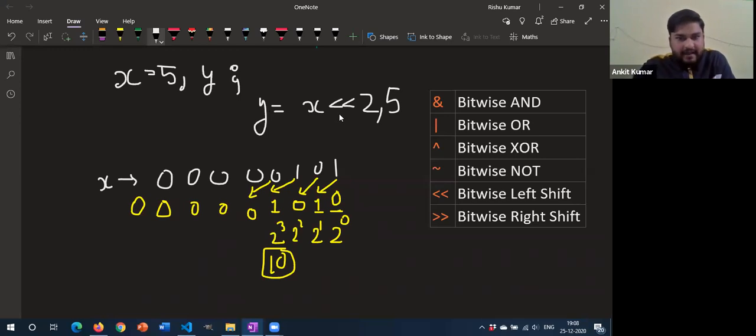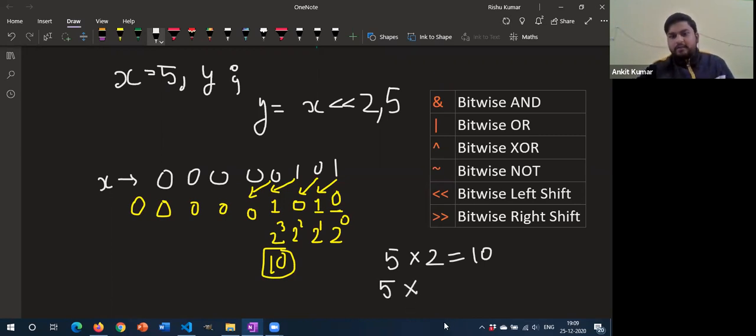When we shifted x by one place, the answer is 10. The original value was 5. So can I say the original value was 5, I multiplied it by 2 and we got 10. Similarly, when you have to shift it by 2, there is a trick. You will have to multiply it by 4 and your answer will be 20. Similarly for 3, 4, 5, and so on.